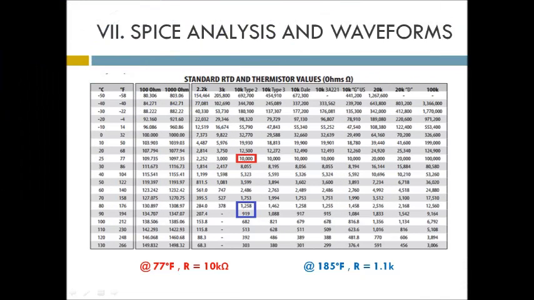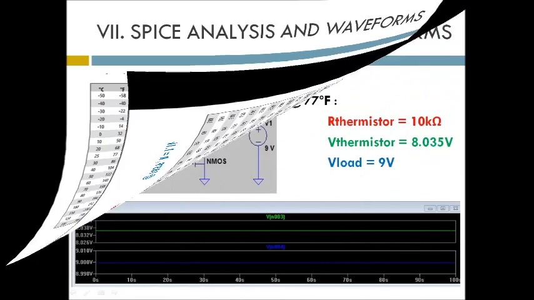This is a table for the standard RTD and thermistor values. We have used a 10K type 2 thermistor operating normally at 25 degrees Celsius or 77 degrees Fahrenheit, which has a normal resistance of 10 kilo ohms, and at our set point of 185 degrees Fahrenheit, its resistance is computed to be approximately 1.1 kilo ohms.